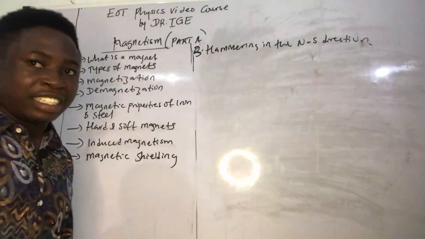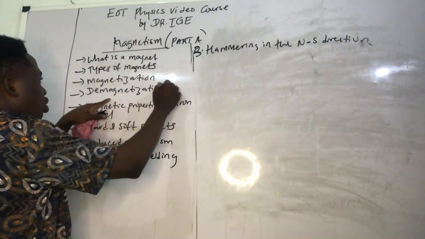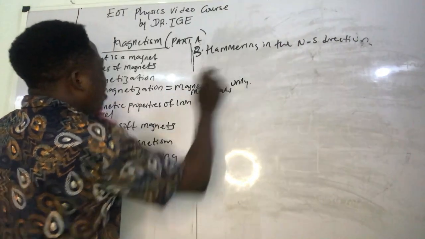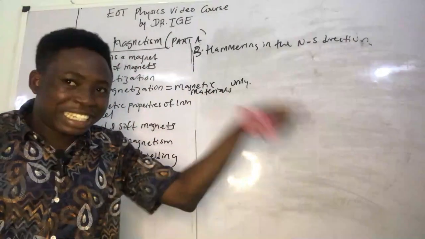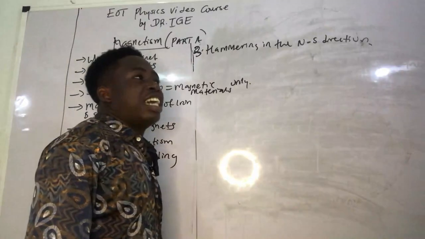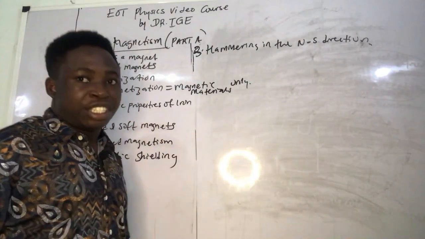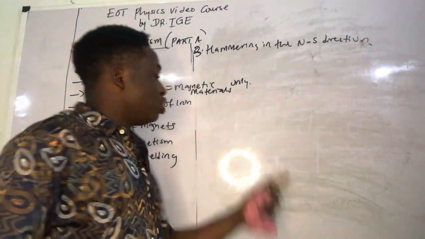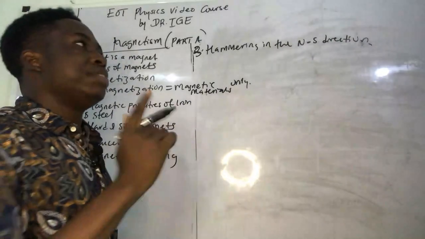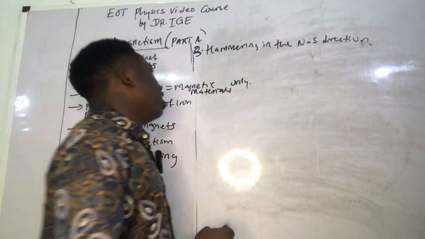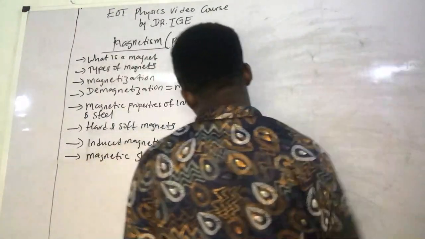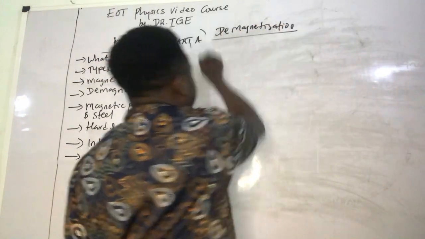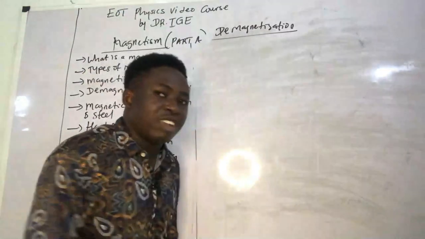Remember, magnetization is for magnetic materials only. Please take note, you don't magnetize magnets. Magnets are naturally magnetized. So if there is magnetization, there's also demagnetization. Magnetization is making a magnetic material become a magnet. It means demagnetization is killing magnetism. So let's talk about demagnetization. What is demagnetization? It is just like killing magnetism.